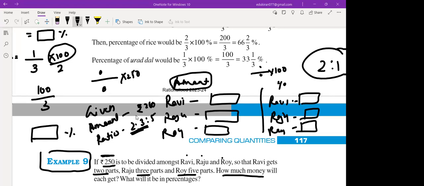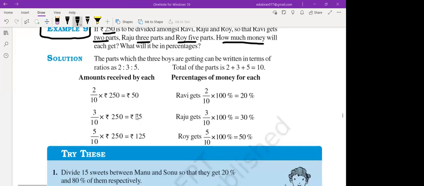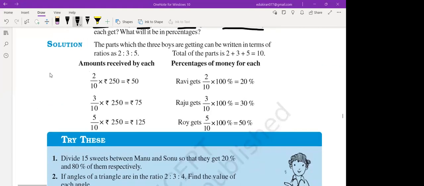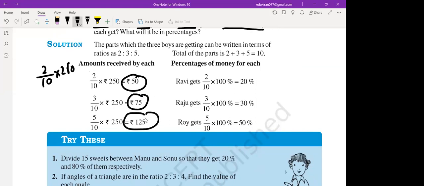Yes, ma'am. Okay. So over here, the first one, the ratio would be 2 by 10 multiplied by 250. So it is equal to 50 rupees. Second one is 75 rupees, and then 125 rupees. And for Ravi, the percentage was 20%. Raju, the percentage was 30%. And Roy, the percentage was 50%. Right?